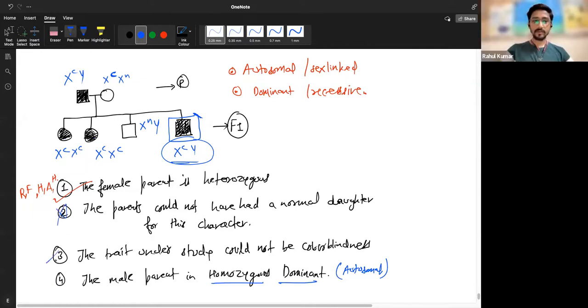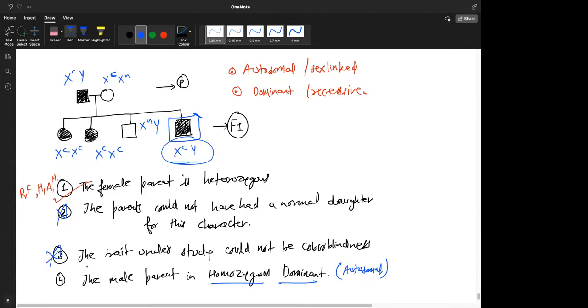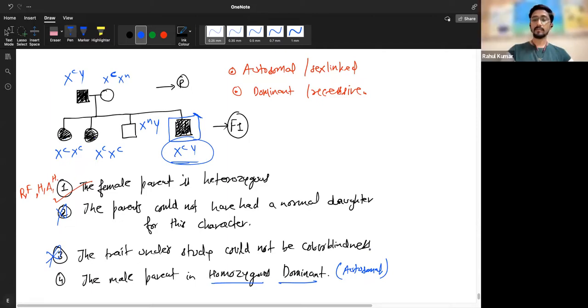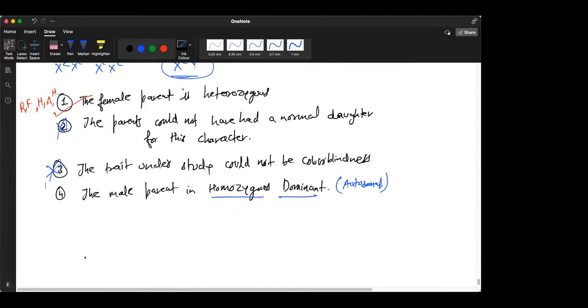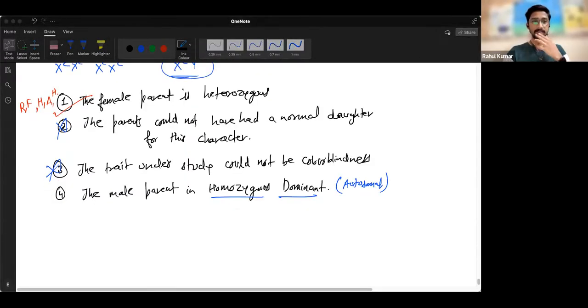So this could have been the other closest. These two do not make sense at all. So these are wrong because the parents could not have had a normal daughter for this character. No, they could have had a normal daughter, but that normal daughter would be a carrier. Understand? Yes, sir. Not showing any traits. Now, the trait under study could not be color blindness. What is color blindness? Autosomal or sex-linked? Quickly. Recessive disorder. Yes, it's sex-linked and recessive.